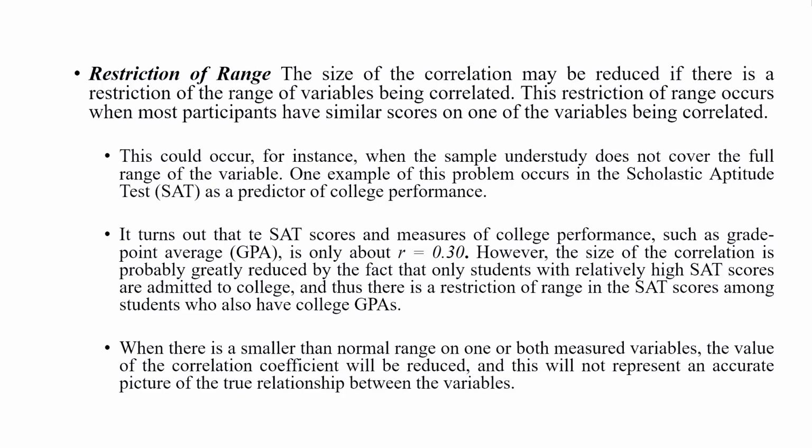Okay. So when there is a smaller than normal range of one or both of the measured variables, the value of the correlation coefficient will automatically be reduced, and this will not really represent an accurate picture of the true relationship between variables. So before you are planning to conduct a correlational study, we should have a very good idea about the distributions of the variable in the population and choose the one which basically carries a wide range of values. Typically, that is why you see correlational studies typically have a larger sample size, because they do not handpick their participants, they will collect a large range of participants.